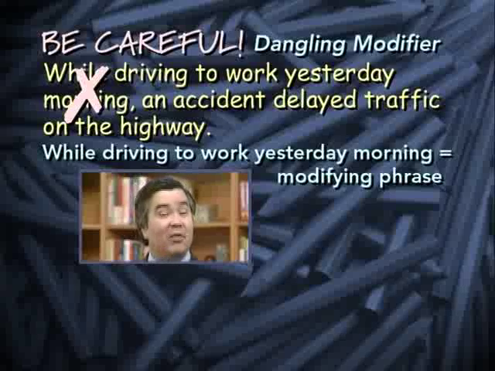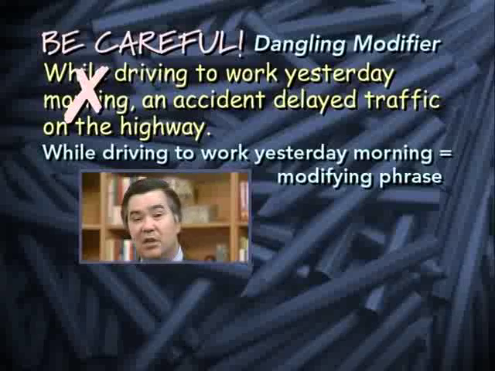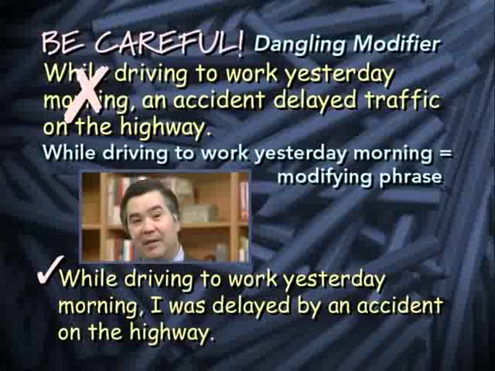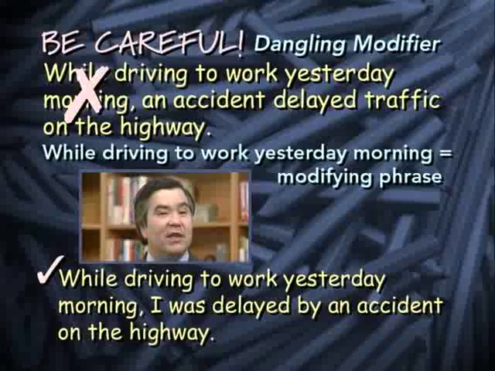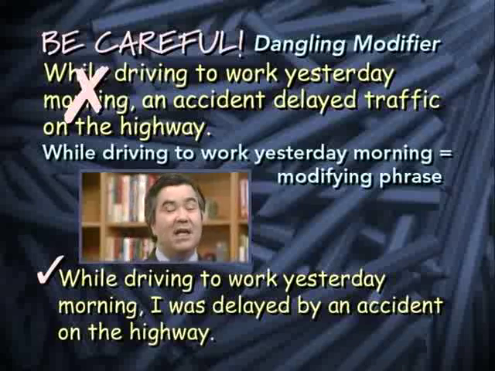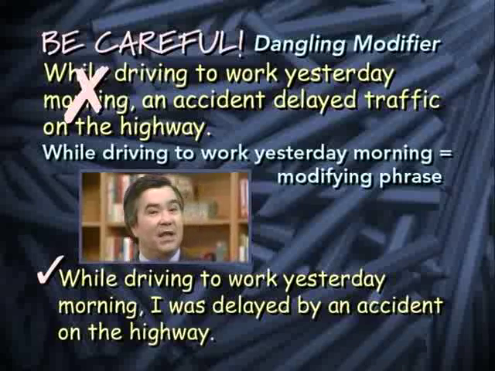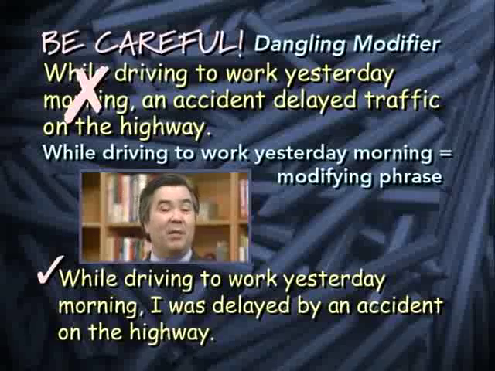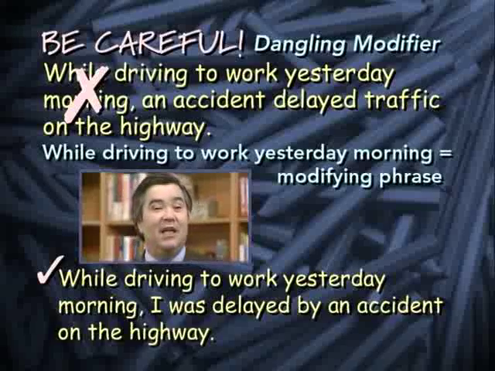The sentence might read, for example, as follows. "While driving to work yesterday morning, I was delayed by an accident on the highway." Notice how we've solved the problem. We've kept the modifying phrase in place, but made sure that what follows immediately after it is "I." And that makes it clear that I am the one being modified. I was the one who was driving to work yesterday morning.